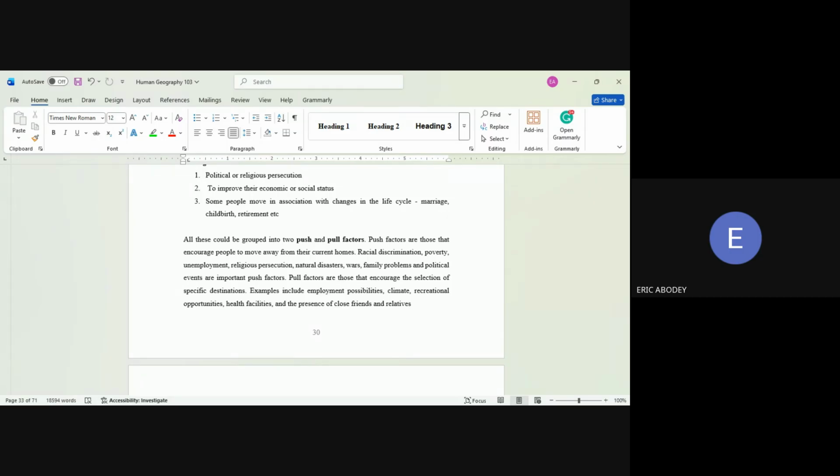Then we have what is called pull factors. What is attracting you to that place? It could be employment opportunities. It could be conducive climate. It could be recreational opportunities. You want to be at places where you can enjoy health facilities, where people also want to go. Will I get hospitals, first class hospitals?